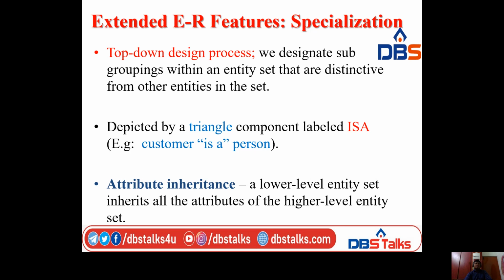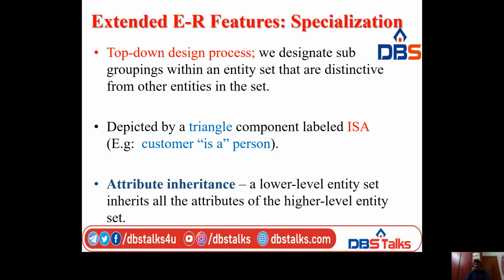Now coming to the extended ER diagram features. The first concept here is specialization. In the top-down design process, we designate subgroupings within an entity set that are distinctive from other entities in the set. It is depicted by a triangle component labeled ISA, meaning "is a". Example: customer is a person. Now comes attribute inheritance.